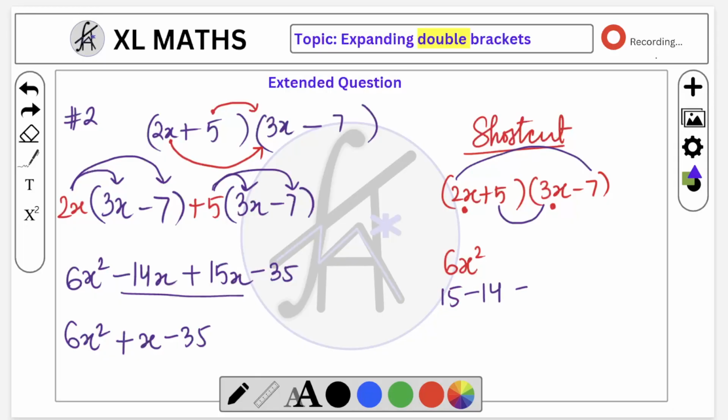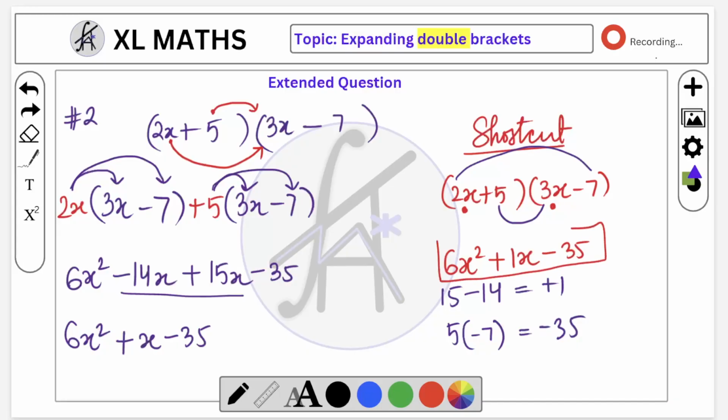That gives you a positive 1x. Okay, what is 5 times minus 7? That is minus 35. So let's fix it here. It gives us 6x squared, a positive 1x and a minus 35. A positive 1x is nothing but x, and minus 35. That's what our answer is.